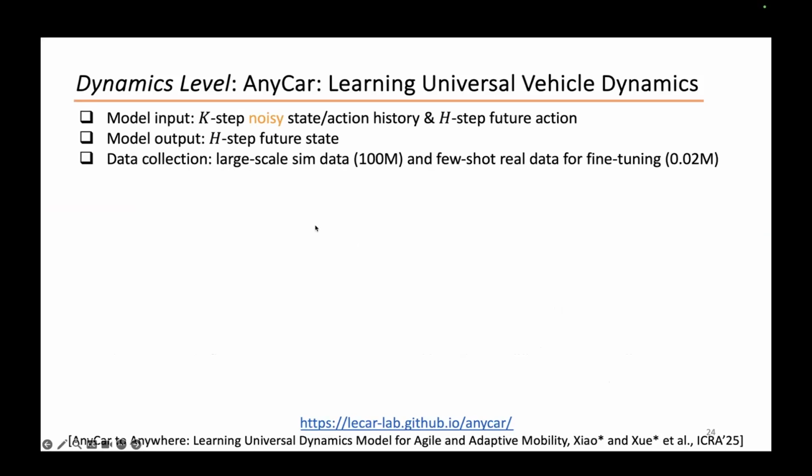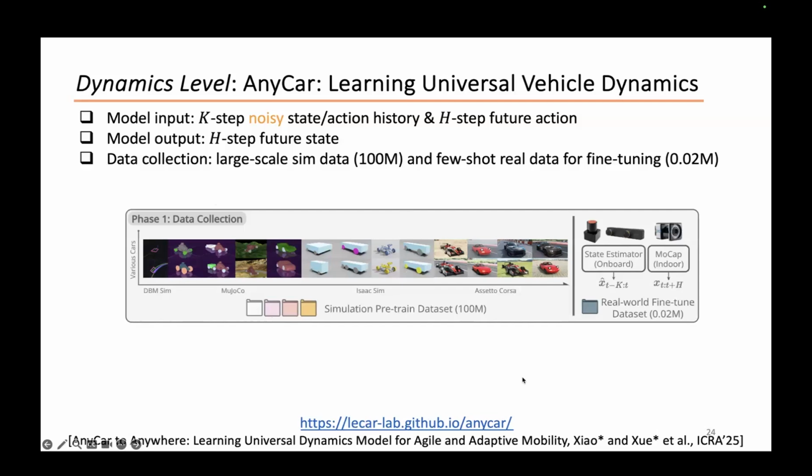So what we do is we pre-train the model on simulation data and fine-tune the model in the real world. We collect a pretty diverse, large-scale dataset of 100 million data points, from very simple numerical simulation to MuJoCo to Isaac Gym, all the way to this F1-level simulation called Assetto Corsa. This is the pre-training. Once we pre-train the model, we fine-tune it in the real world in a few-shot manner, using just 20K real-world data points. And this really makes this framework practical.